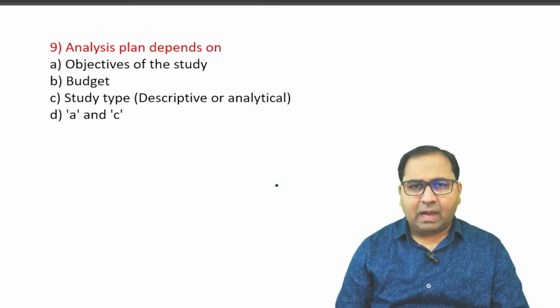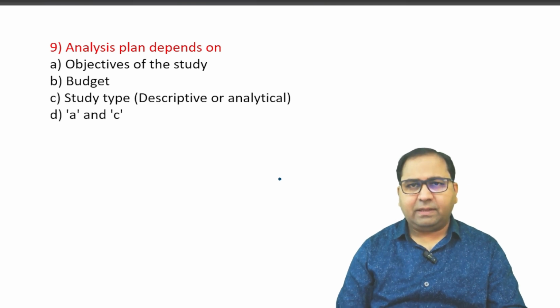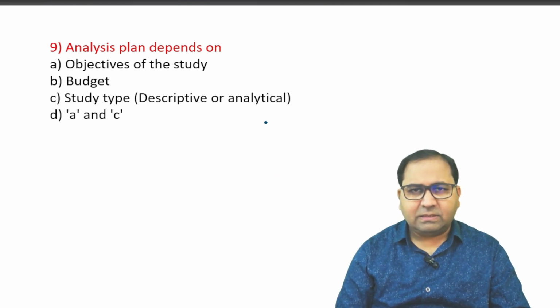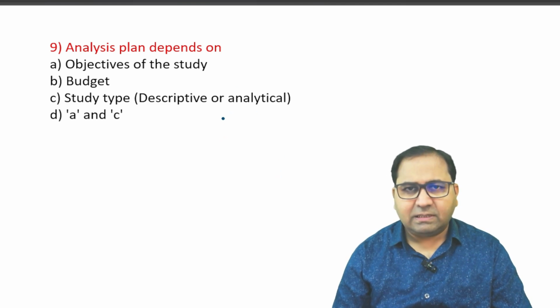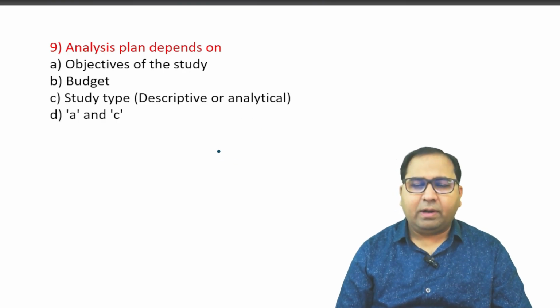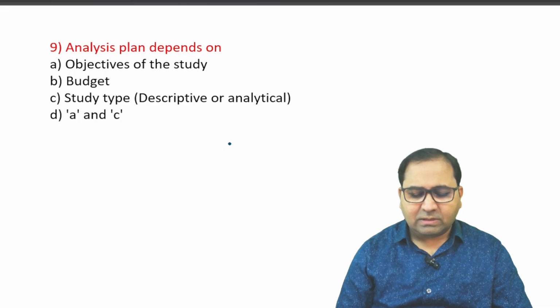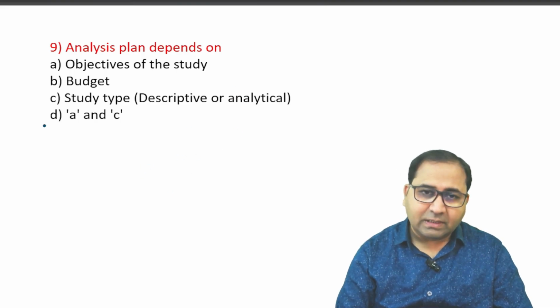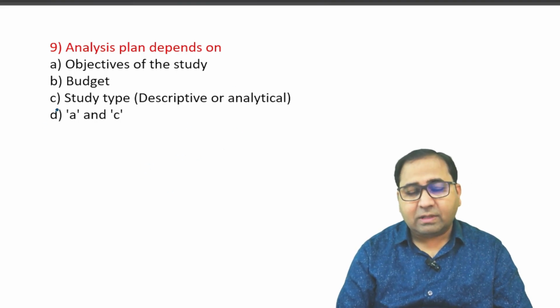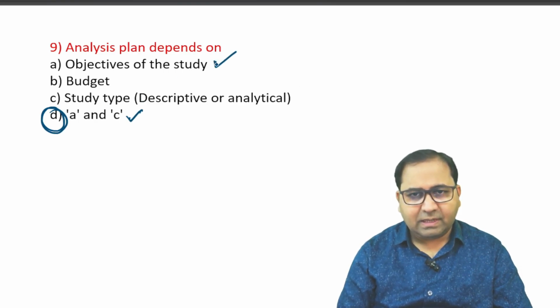Okay, then let us go to the next question. The next question: analysis plan depends on what? The options are A, objectives of the study, B, budget of the study, C, study type of the study, whether it is descriptive or analytical, or D, both A and C. So what is the answer for this question? The answer is option D, that is A and C.